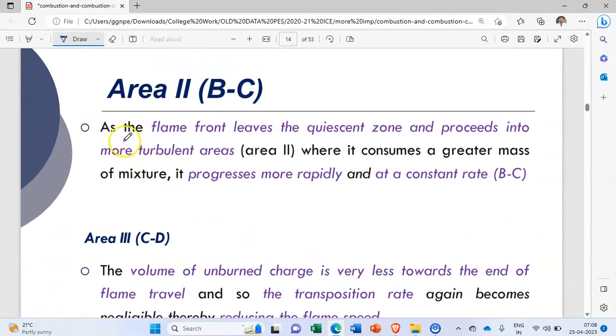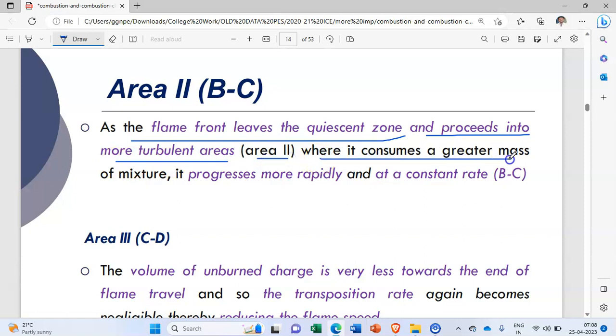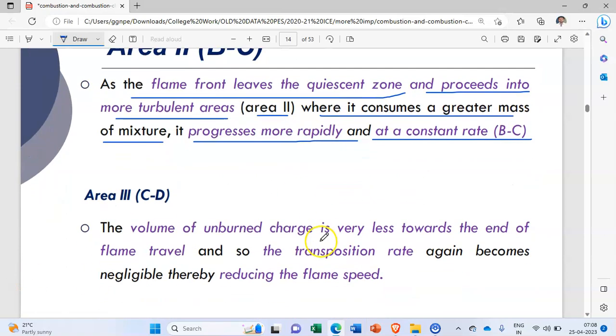Now area 2, as the flame front leaves the quiescent zone and proceeds into more turbulent areas. Okay, that is area number 2, where it consumes a greater mass of mixture. It progresses more rapidly and at a constant rate, that is from B to C. Okay, and the last, that is area CD.